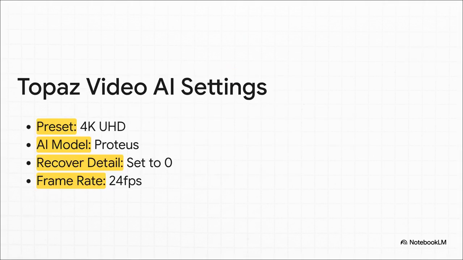Now pay attention because the settings here are everything. You're going to want to choose the 4K preset and use the Proteus AI model. It's their best all-arounder. But here's the single most important tip for this whole step. Set Recover Detail to 0. I'm serious. This feature tries to digitally sharpen things, but it almost always adds these weird, unnatural-looking artifacts. Turn it off. And finally, set your frame rate to 24 frames per second to get that classic cinematic motion.